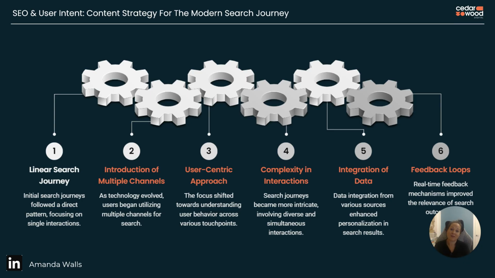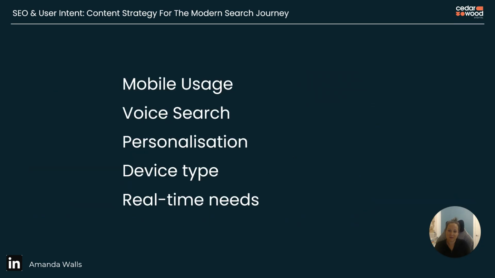We've got much more data to work with, so people are starting to see the value of data and they're integrating that a lot more, which results in things like personalisation within the search results. And then we also have the introduction of feedback loops. So real-time feedback mechanisms are improved with the relevance of search outcomes. So we have an almost continually moving plate when it comes to real-time search results. So the modern search journey is very, very different to what it used to be, and when we're creating content for it, we need to keep this in mind.